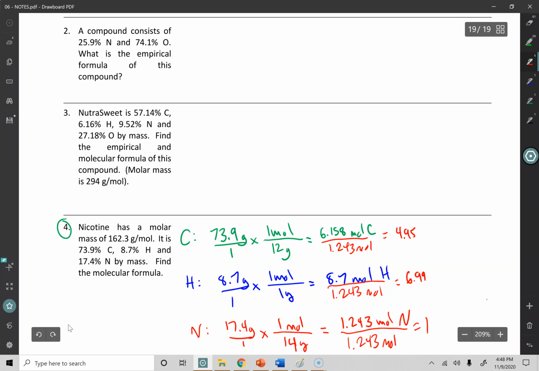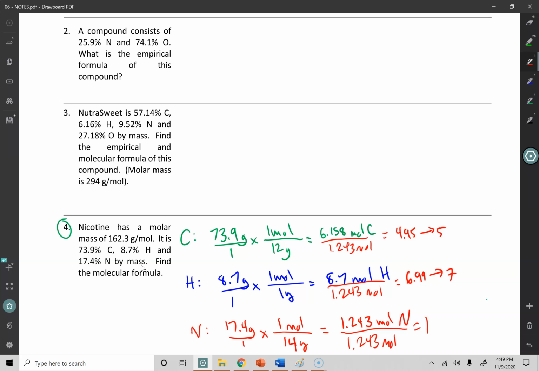So let's write it down. We'll call that 5. That rounds nicely. 7. That rounds nicely. If it's just over or just under a whole number, you want to round. If it's somewhere in the middle, you've got a little bit more work to do. What do these numbers represent? The 1, the 7, and the 5 for nitrogen, hydrogen, and carbon respectively.